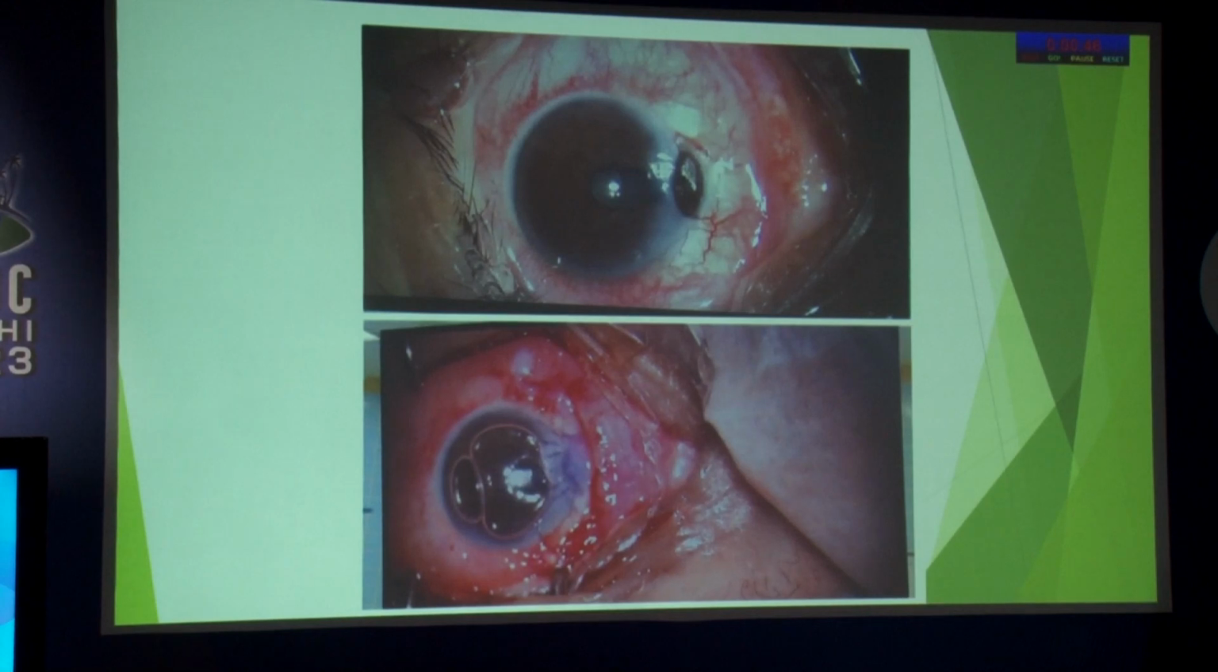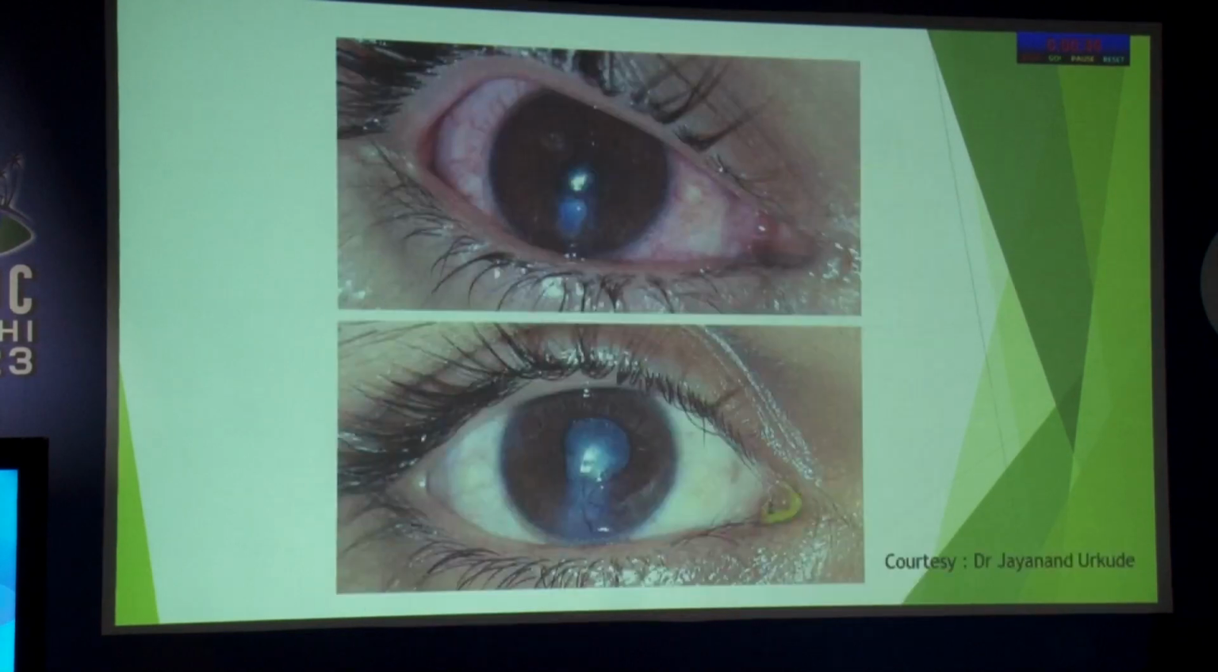So this is a case of traumatic limbal perforation with an iris prolapse where there was tissue loss. So I went ahead and did a corneal patch graft. And this is another picture which was sent by Dr. Jayanand. Here you can see he did not touch the lens because there was no rupture of the anterior capsule. So remember that the lens can be dealt with later to give better visual results.